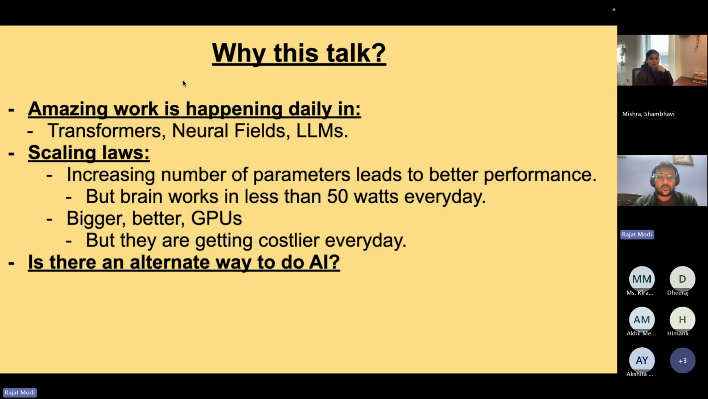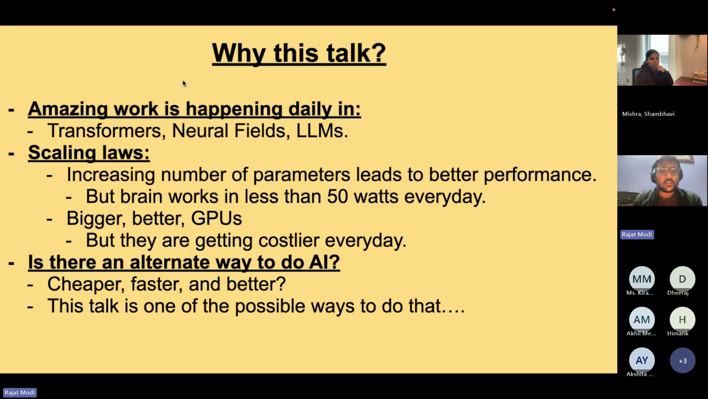So I am going to show another way to do AI which is cheaper, faster, and better. This talk is one of the possible ways to do that. You can Google a concept called model computation, which was Geoffrey Hinton's idea. I won't go into that, but this talk is about one of the possible ways to do cheap AI.